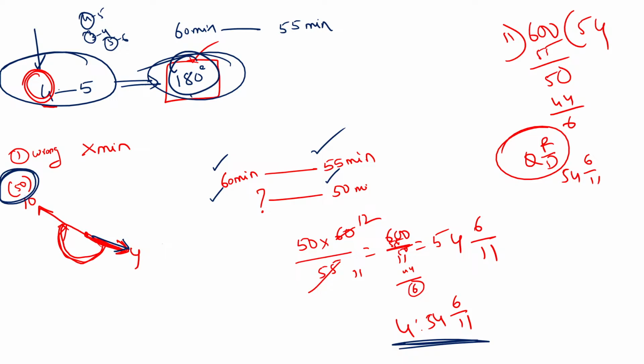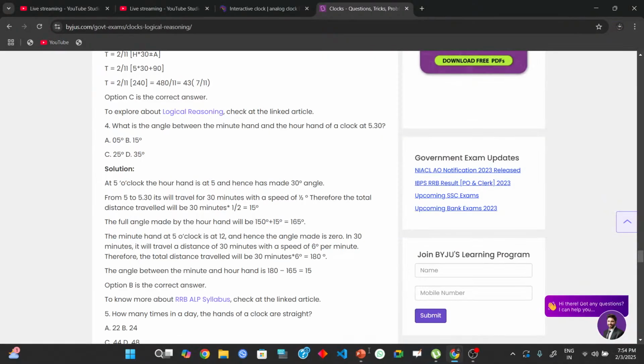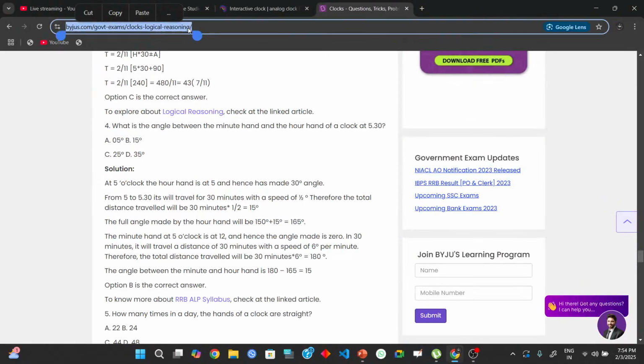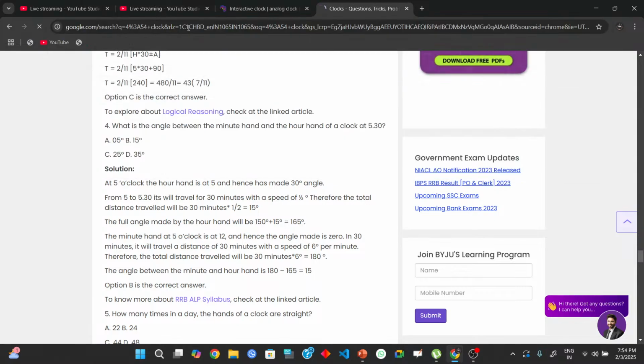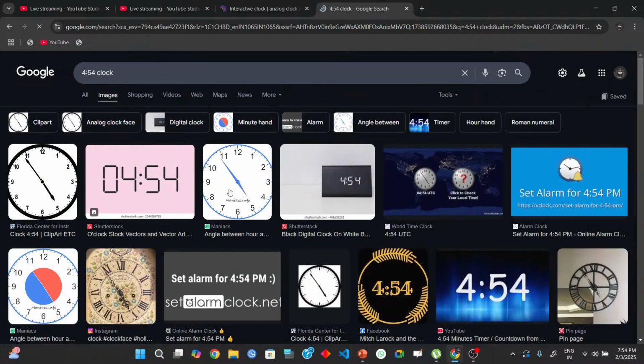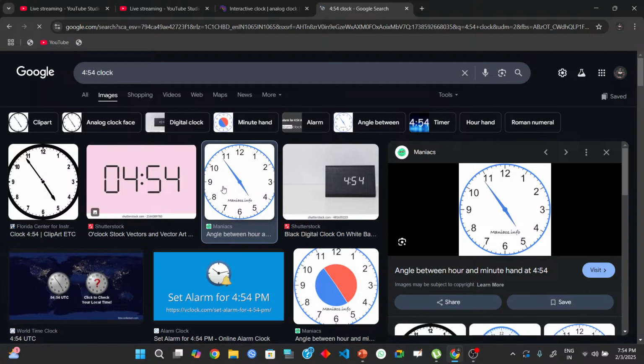Okay, now let us see how the 4:54 clock is going to look like. I am going to open a browser and I am going to show you the clock image. I am just going to type 4:54 clock. I am just going to show you some images. See this one. You can see 180 degrees, like they're going to be exactly opposite to each other.